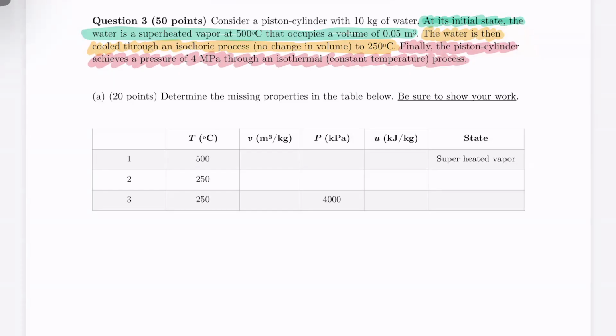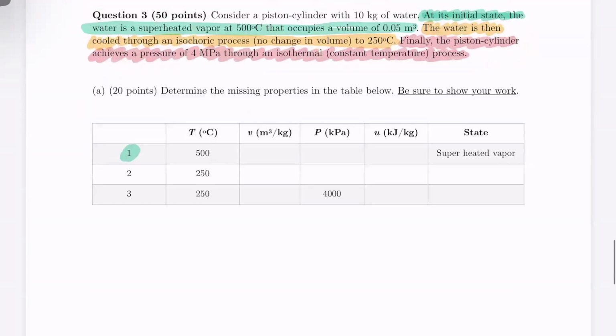Okay, so I'm going to start with state 1. Let's write down what we have. Overall, we have that the mass is 10 kilograms. This is a closed system, right? We can all agree, so the mass stays the same. It is constant since it's a closed system.